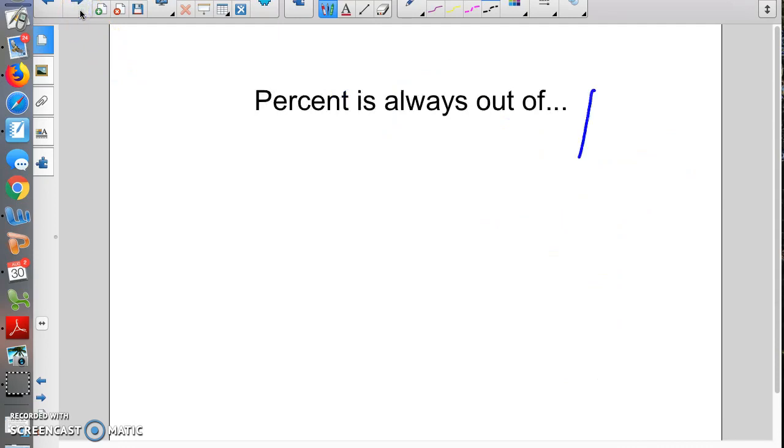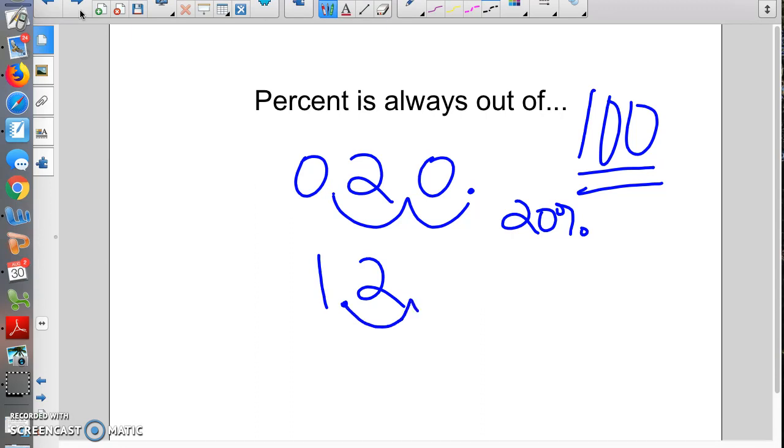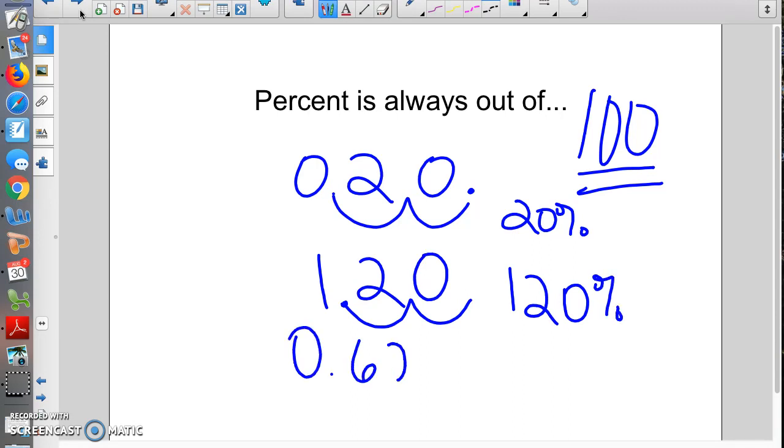Percent is always out of 100. So if you are given 0.2 and asked to make it a percent, you're multiplying by 100. That's why we move it 2 times. So that's 20%. Even if you have a number like 1.2, you still have to move the decimal 2 times. That would be 120%. Okay? If you have 3 numbers like what we just did on that fraction to decimal, you still just move it twice. Doesn't matter how many numbers are there, you have to move it 2 times. And you can have a decimal in the percentages. That's okay.